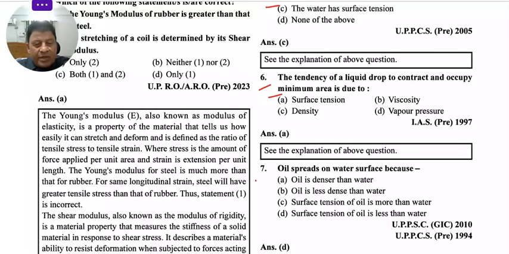And now come to this one. Oil spreads on water surface, because क्यों? Oil is denser than water? No. Oil is less dense than water? No. Surface tension of oil is more than water? No. Surface tension of oil is less than that of water. This is the right response, D. Remember.